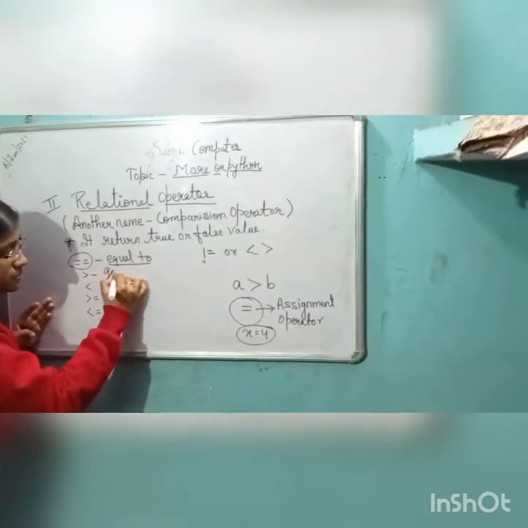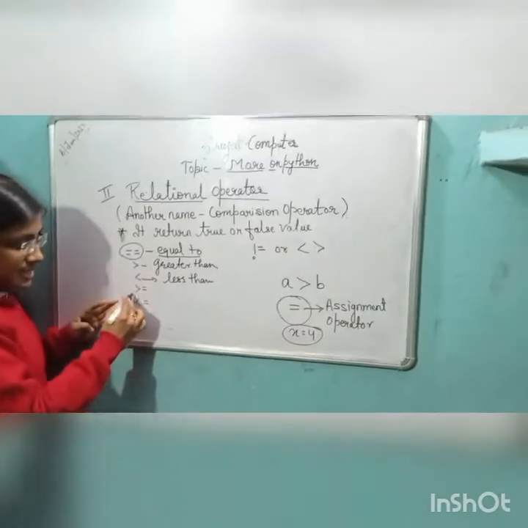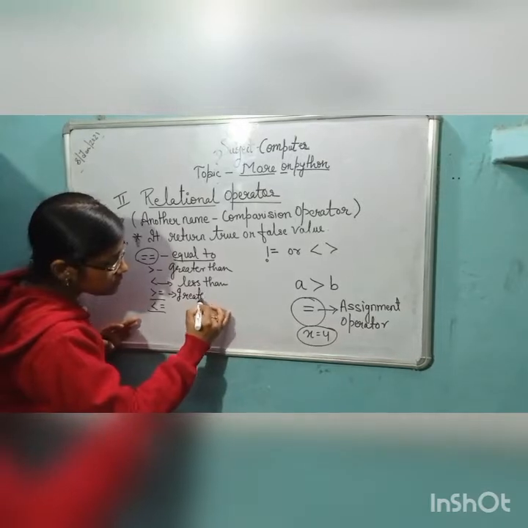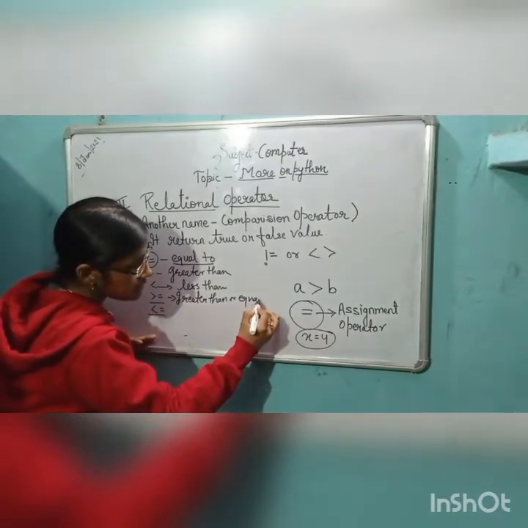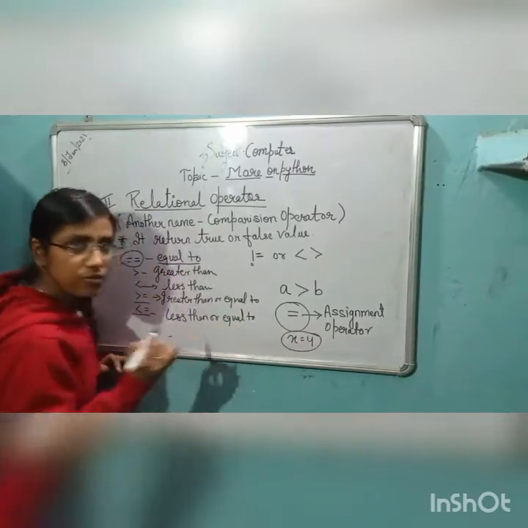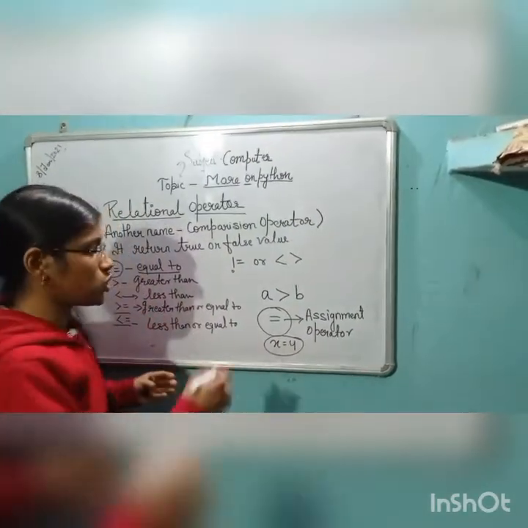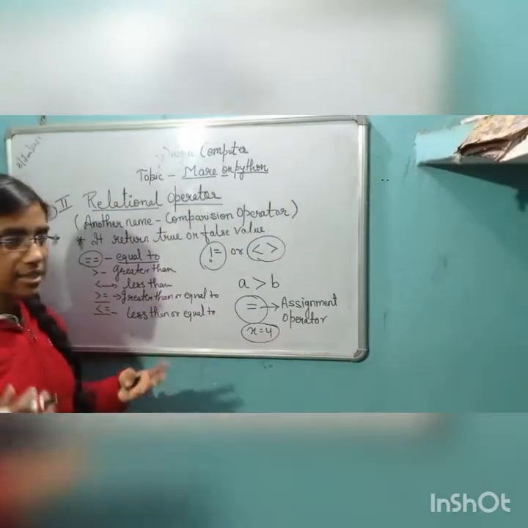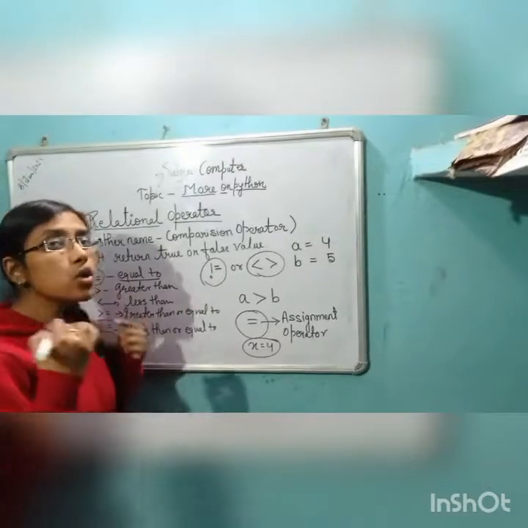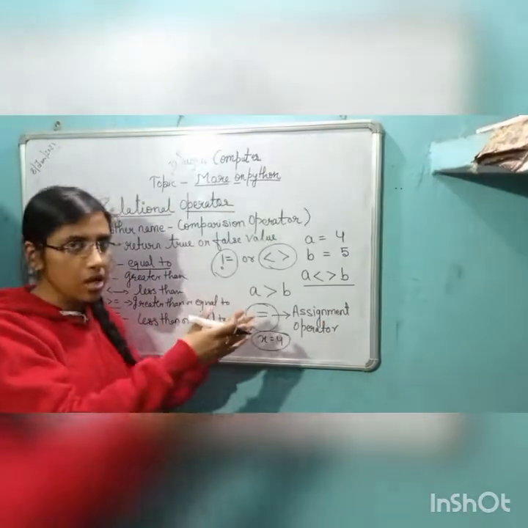This is greater than, less than. This is greater than or equal to, and this one is less than or equal to. Fine. And if the two quantities you are comparing are not equal, then in Python, which symbol will you use? This one or this one? Both are correct. Suppose A equals 4 and B equals 5. Now you want to compare these two variables. So how can you use it? A is not equal to B. This way we can write.